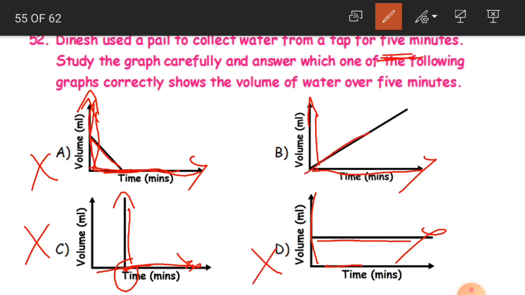Here the increase of volume with the time is shown. So that is why option B is the correct answer. Clear, children? Yes.